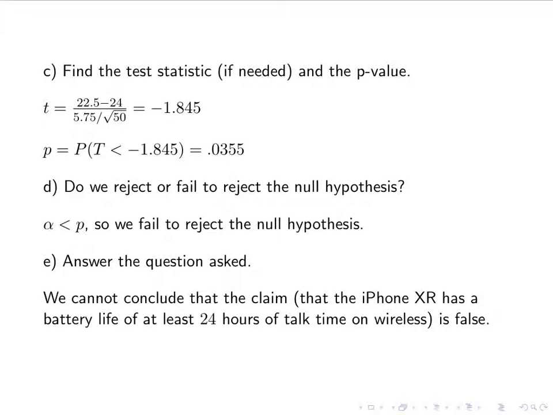So remember, we're failing to reject the null hypothesis. The null hypothesis was the claim, so we're failing to reject the claim. We cannot conclude that the claim is false. We're not saying the claim is true, we're just saying we cannot say it's false. So it's kind of like a double negative, but there is a subtle distinction between the two. So you just got to be careful with it. Okay.